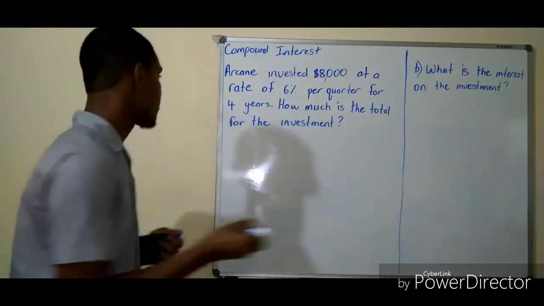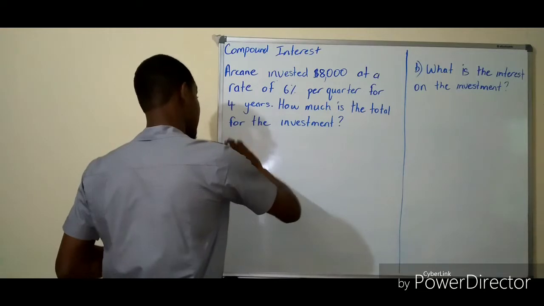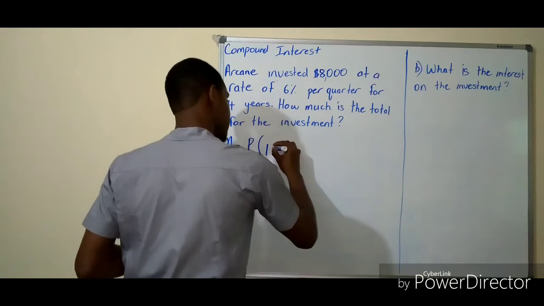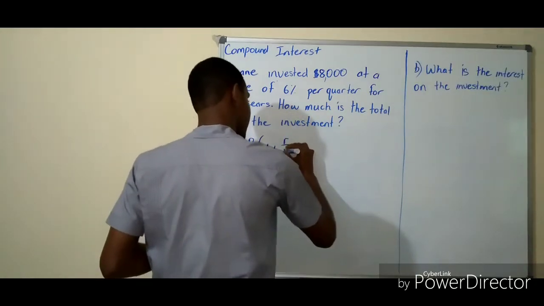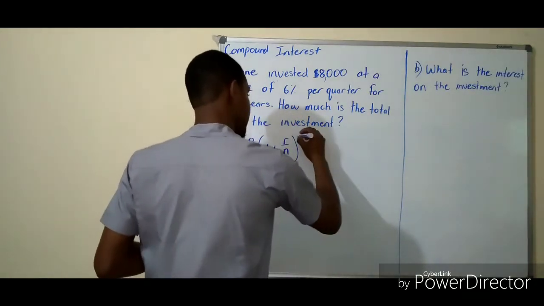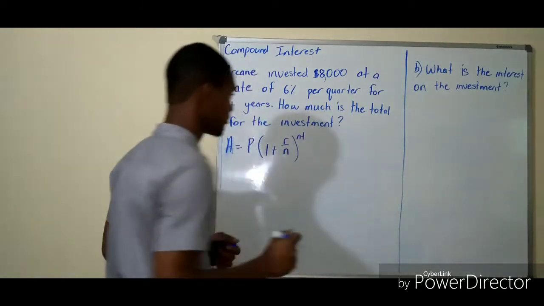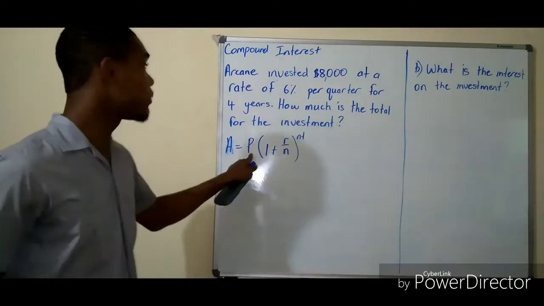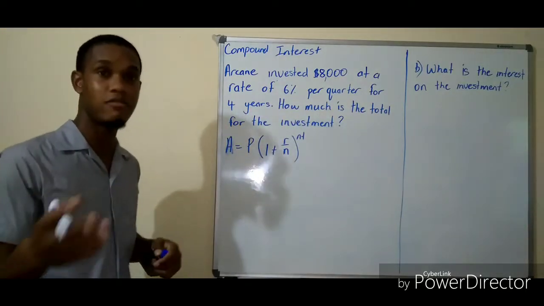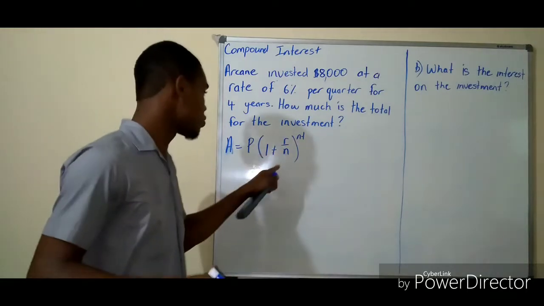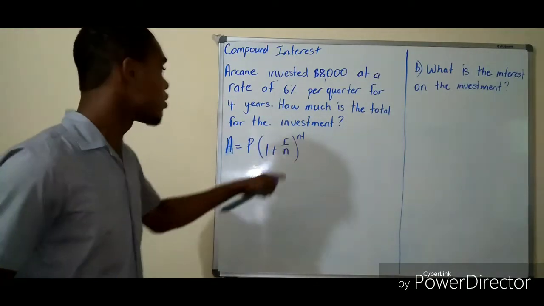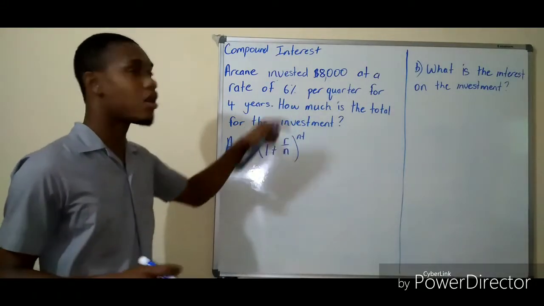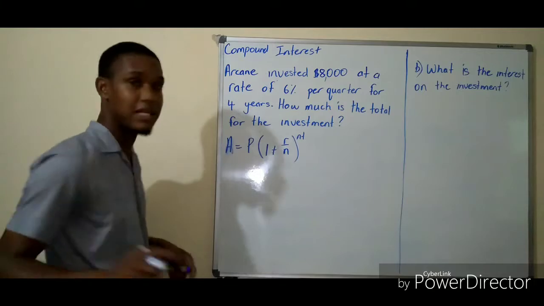at the beginning of the video, which says A is equal to P times (1 plus R over N) to the power N times T. Now, in this formula, A is the final amount that you will get. P is your principal, or the amount invested or loaned. 1 is just 1. R is the rate. The rate R is always divided by 100.